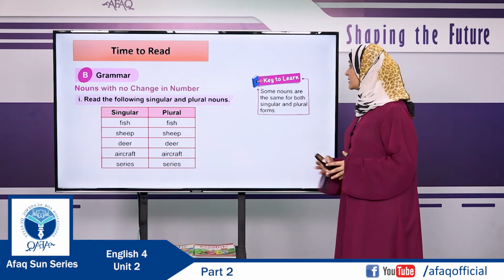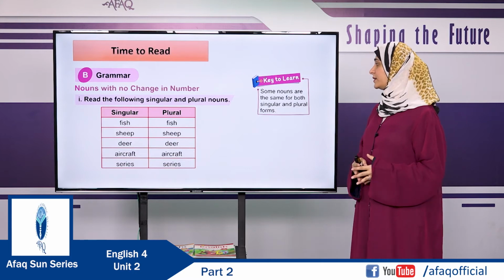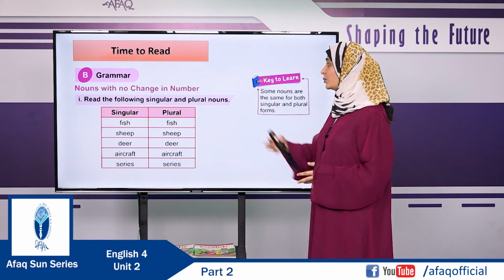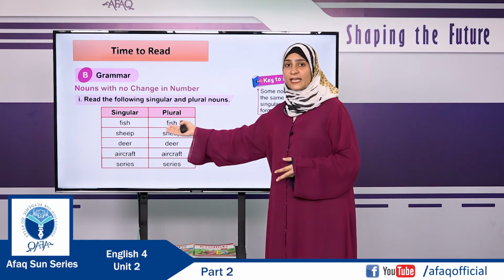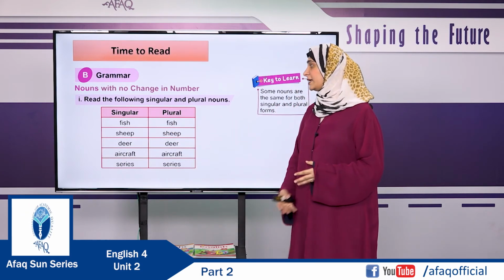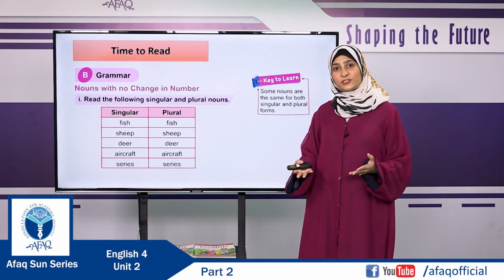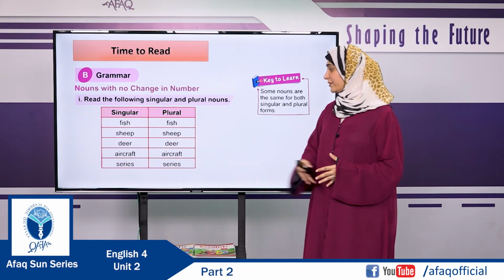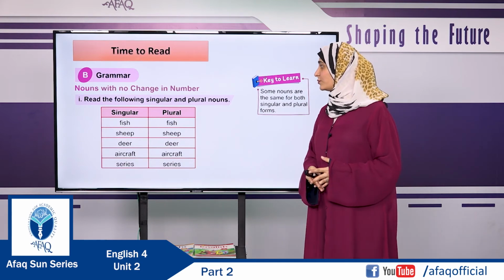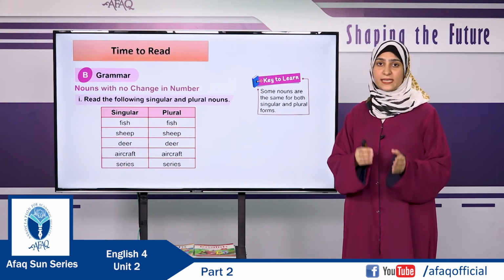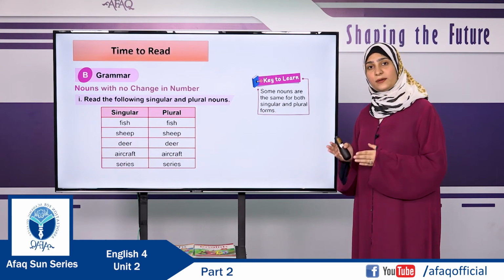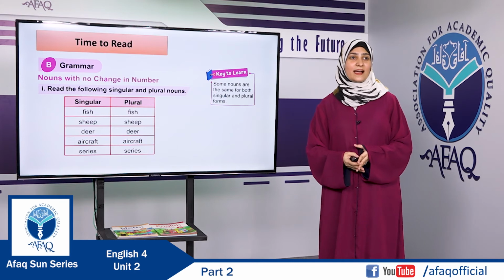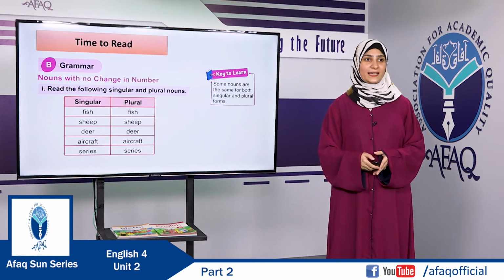Now some nouns are the same for both singular and plural. Here are some examples like fish will be written for the singular and for the plural it will be written as same fish, sheep, deer, aircraft and series. These nouns will be written in the same way for the singular and for the plural. So remember them, memorize them and for the good practice of the English language.